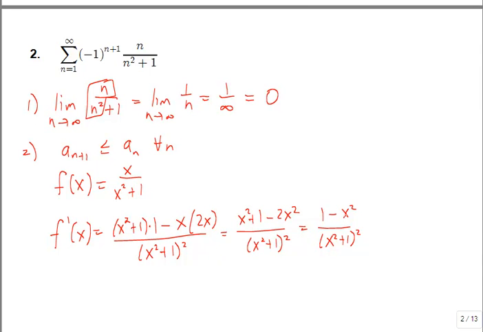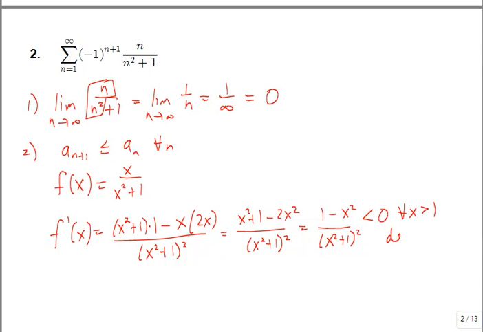But for all the x's after 1, 2, 3, 4, 5, and so forth, this numerator is definitely going to be negative, and the denominator is always positive. So this will be less than 0 for all x's greater than 1. Remember that it's okay if you have a finite number of terms at the beginning that do not satisfy your conditions. The series will still be convergent or divergent if we can show that it's convergent or divergent for the rest of the terms beyond those first initial finite terms where the conditions aren't satisfied.